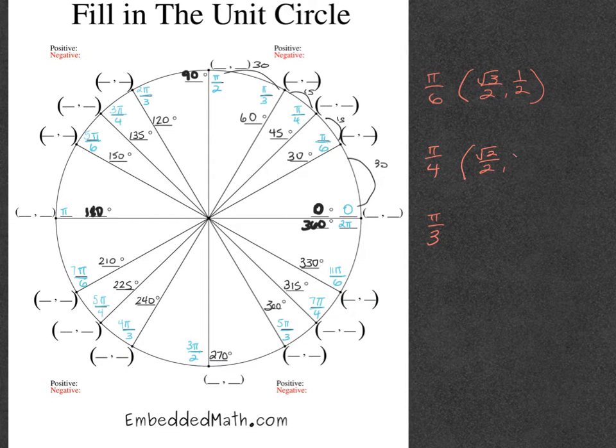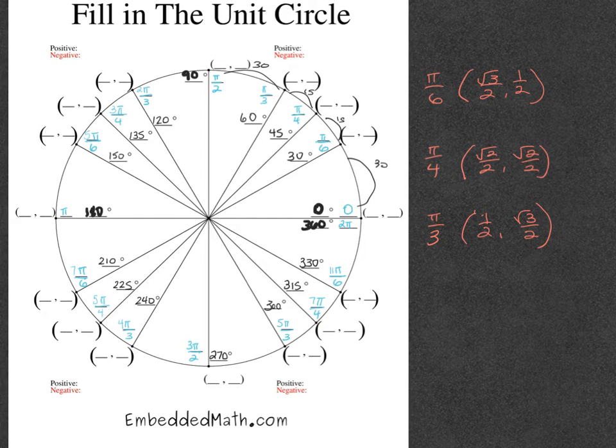If it's a 45-45-90 triangle, think about it, it has to be isosceles, so they'd be the same, which is root 2 over 2 and root 2 over 2. And then the pi over 3 is the reverse of the pi over 6, which is 1/2, root 3 over 2. So every single one of those can get filled out, okay?